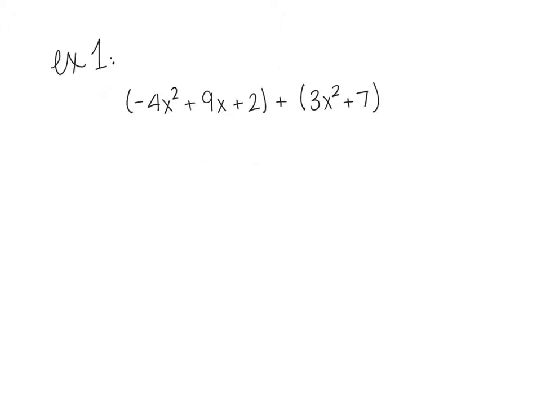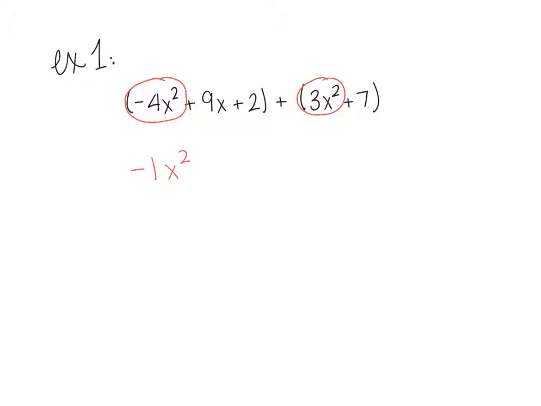So example 1 says negative 4x squared plus 9x plus 2 plus 3x squared plus 7. So I'm looking for like terms. Now I do want to do it in a certain order. I want to do all my biggest exponent first and then the next biggest and the next biggest. So I'm going to combine my x squareds first. So I have negative 4x squared plus 3x squared. Well, negative 4 plus 3 is negative 1x squared.